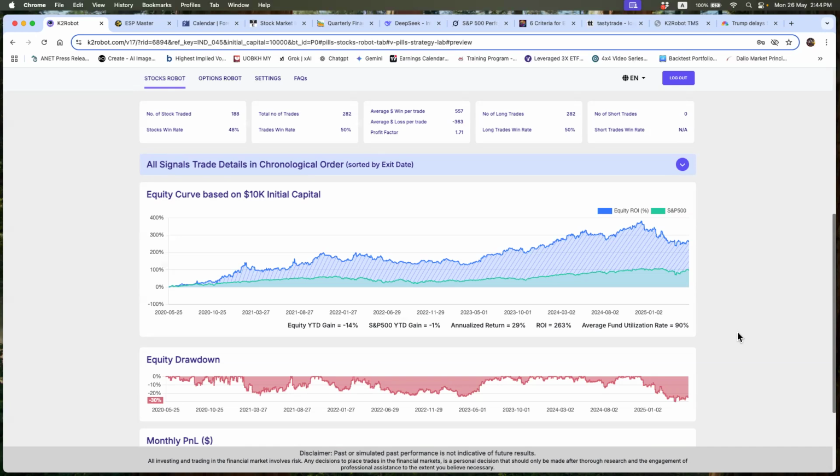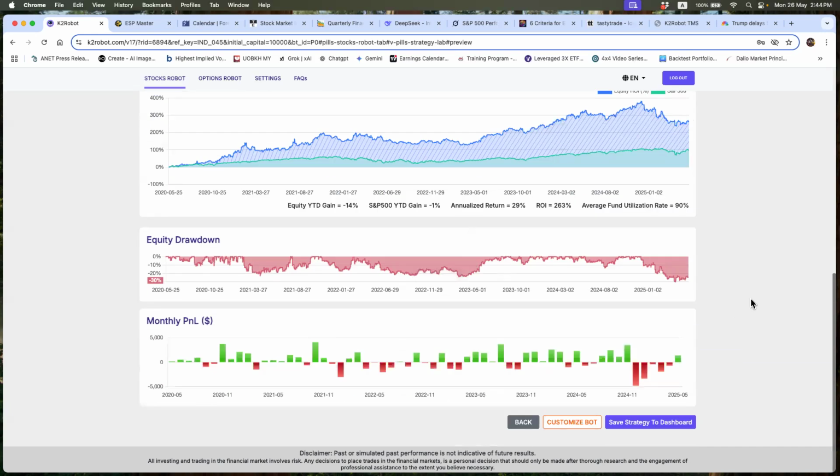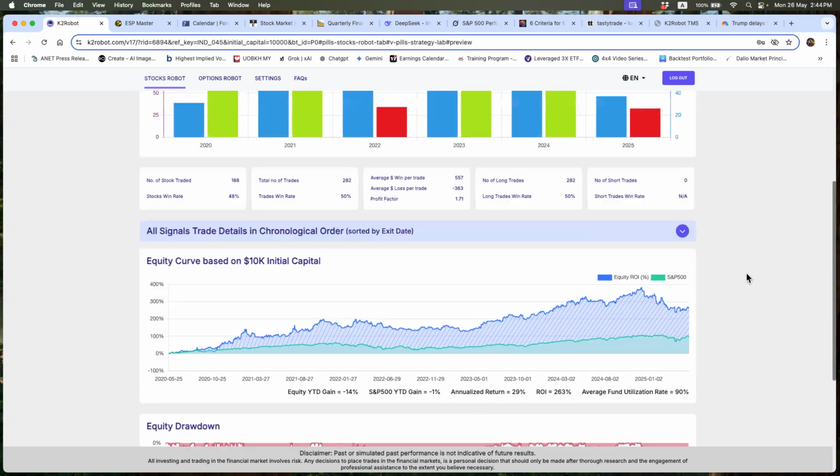If you cannot accept, then you need to continue to tweak until you find a better one with a higher ROI and a lesser drawdown. So this is a very decent robot, right?